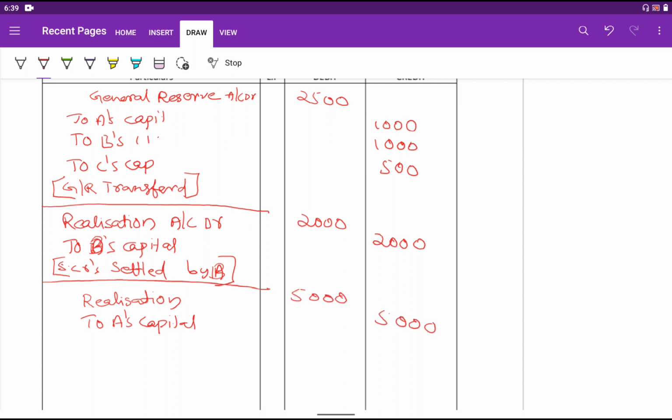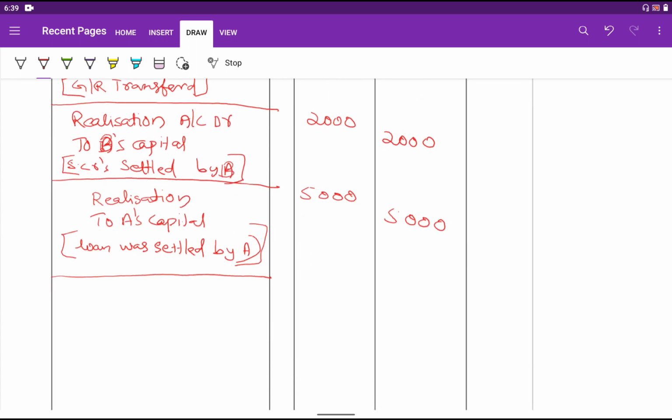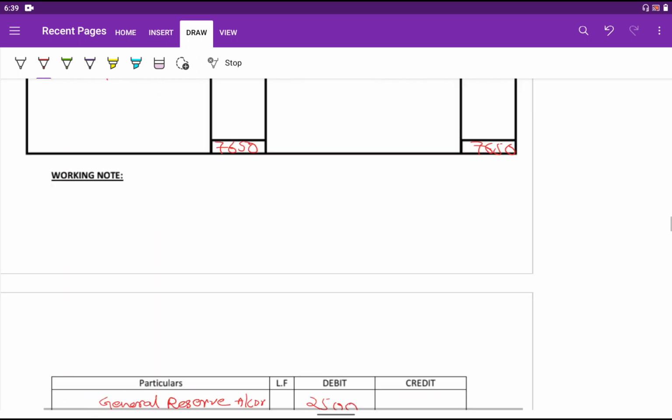Okay, loan was settled by A. Okay, this is the narration. Okay, this is the journal entry for loan. Okay, so now anything else is there in credit side?